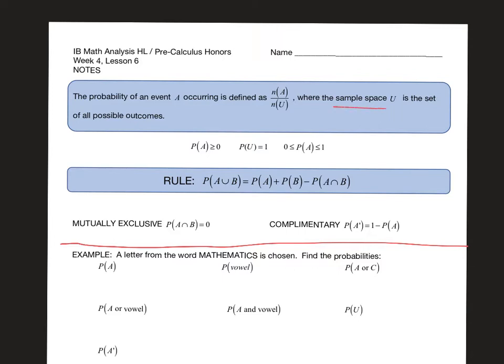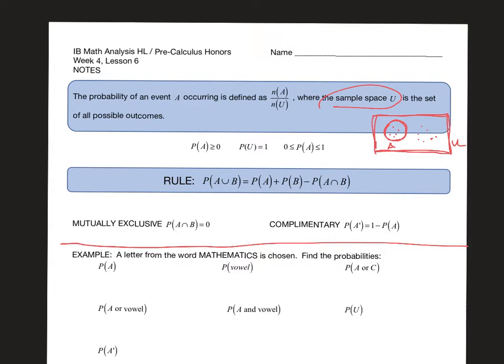So if you have a sample space U, let's just call this U, okay? And then inside, there's something that we're going to call A, right? So there's some things inside of A, and there's some things outside of A. If we're trying to find the probability of A occurring, it's the number of things inside A over the number of things inside U, all right?